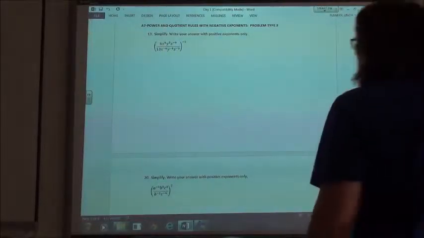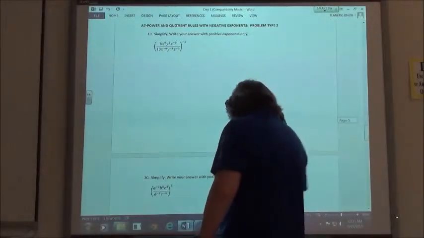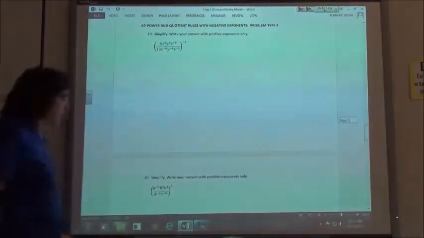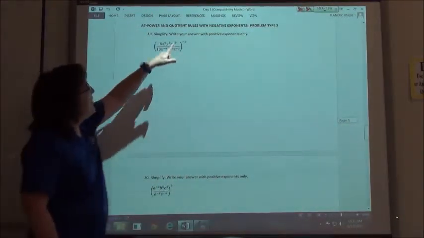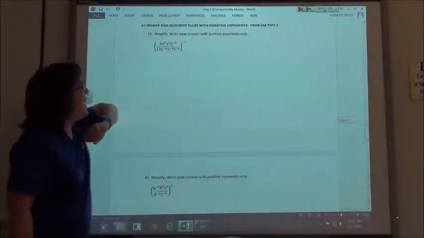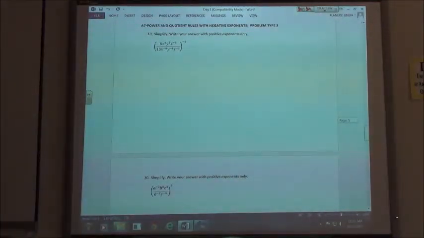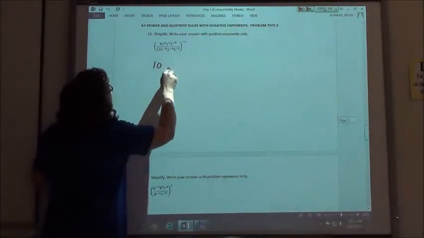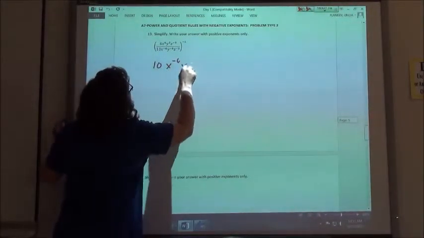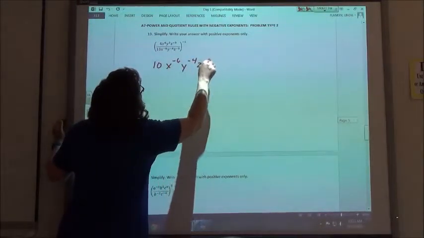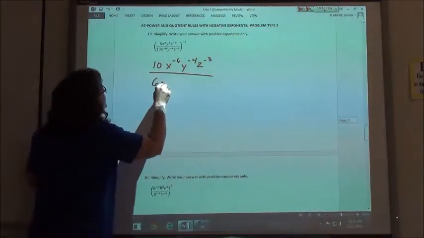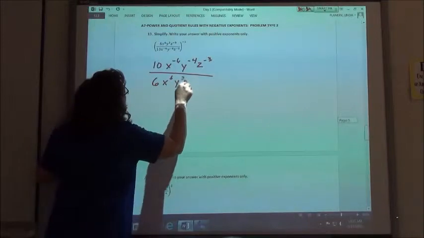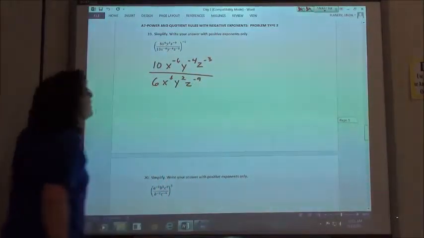The next one's power and quotient rules with negative exponents, problem type 2. Again, if I have a negative on the outside of my parentheses, I'm going to go ahead and get rid of that negative first by doing the reciprocal of the base. So I'm going to make this 10x to the negative 6, y to the negative 4th, z to the negative 3rd, over 6x to the 6th, y squared, z to the negative 9.